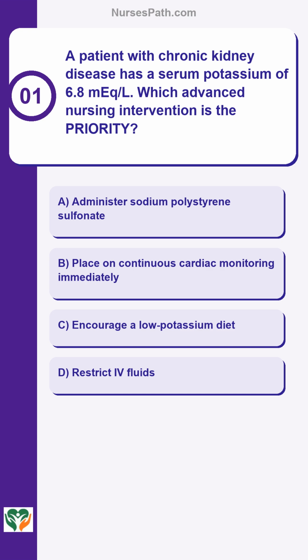Question 1. A patient with chronic kidney disease has a serum potassium of 6.8 milliequivalent/L. Which advanced nursing intervention is the priority? Administer sodium polystyrene sulfonate. Place on continuous cardiac monitoring immediately. Encourage a low potassium diet. Restrict IV fluids.